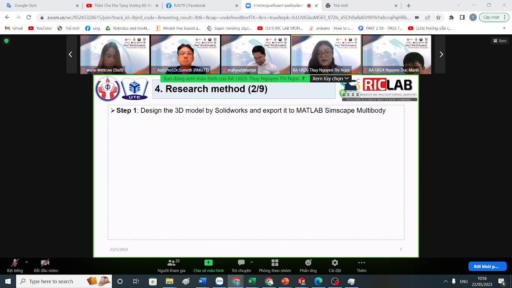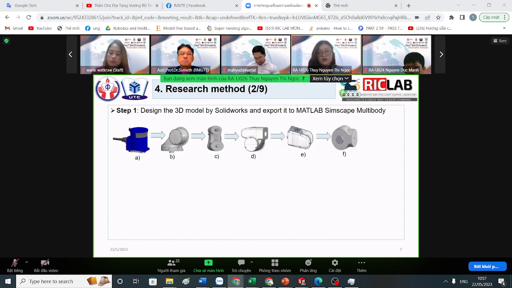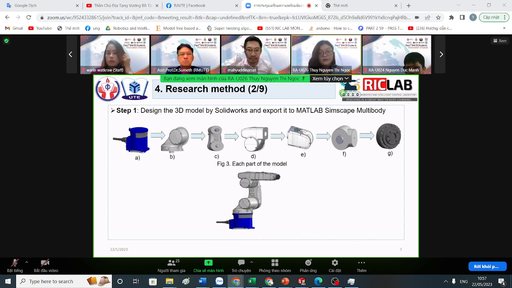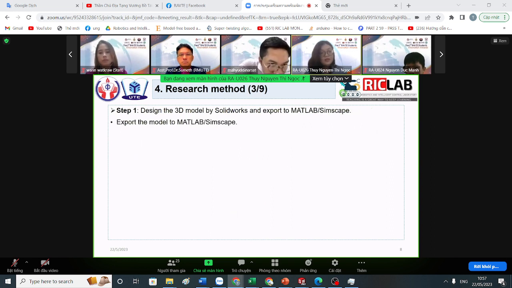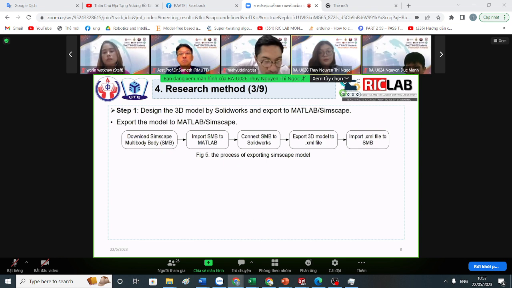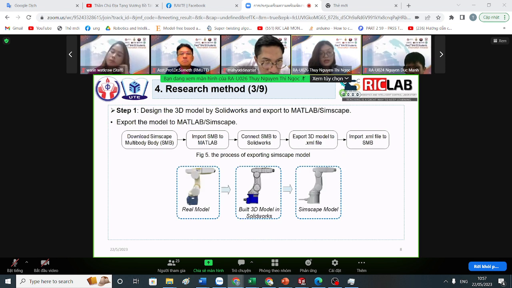In the first step, our team designed several parts of the robot, including the base and the links. This is the base, link 1, link 2, link 3, link 4, link 5, and effector. After that, we assemble all parts together to complete the 3D model, as you can see in figure 4. After completing the 3D model, we export it to MATLAB Simscape. The block diagram of the program is shown in figure 5. And let's take a look at figure 6. This is an overview of step 1.